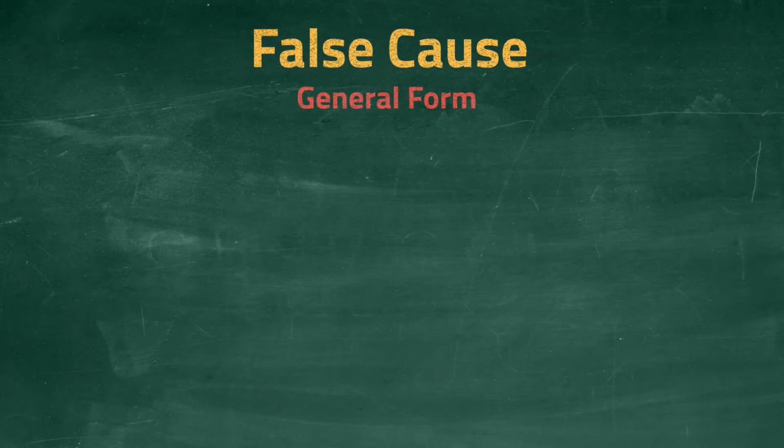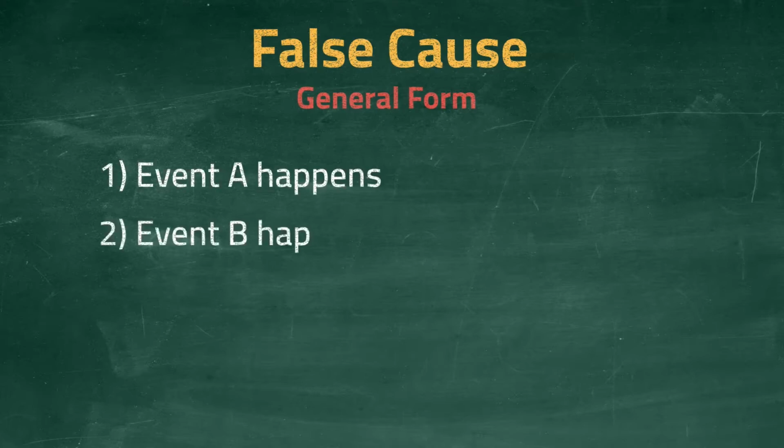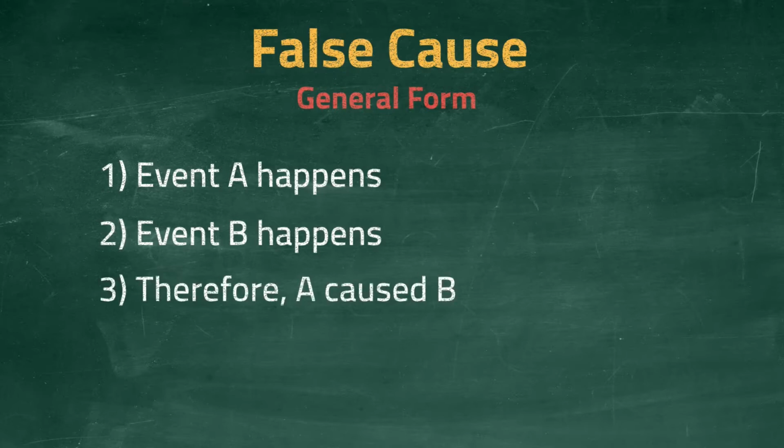when in fact they are not. The general form is as follows. Event A happens. Event B happens, sometime after event A, but close enough to think that there is a link. Therefore, A caused B. The conclusion here is fallacious. It is a mistake to think that A causes B just because B happens after A.